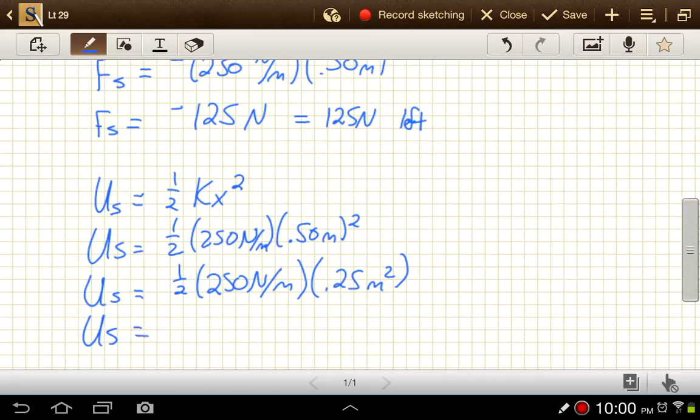So U_S is going to be, let's see, 125 divided by 4. That must be, let's see, 31.25. And the units on that are joules, or we have one factor of meters cancel out, so it's newtons times meters. Usually for energy, though, we just use joules.